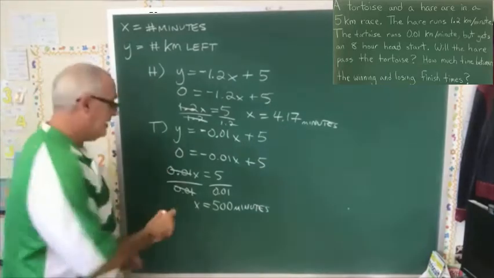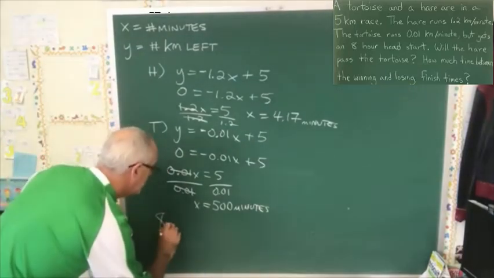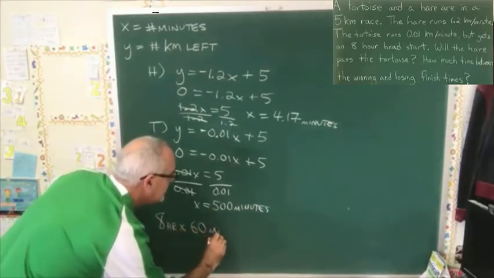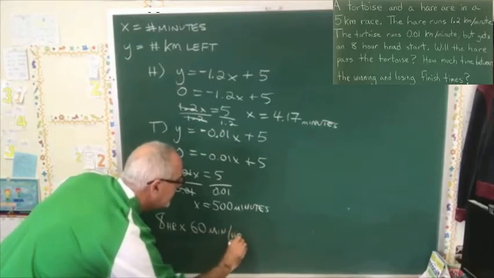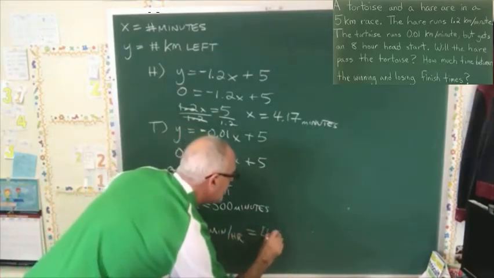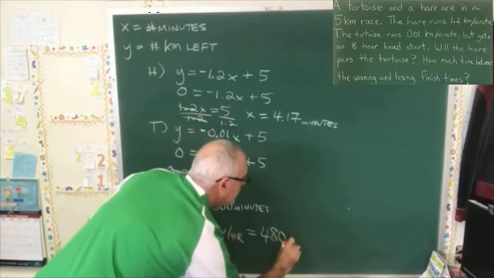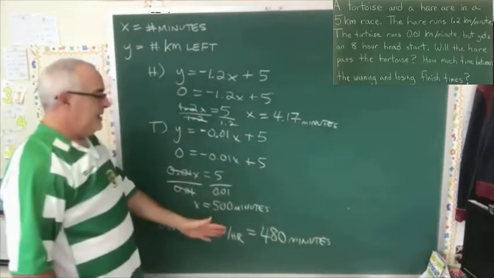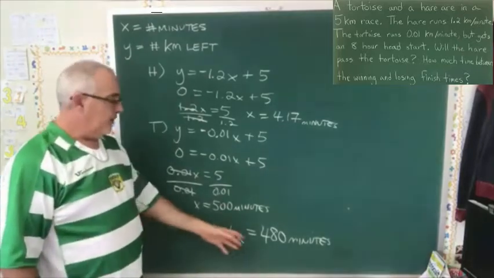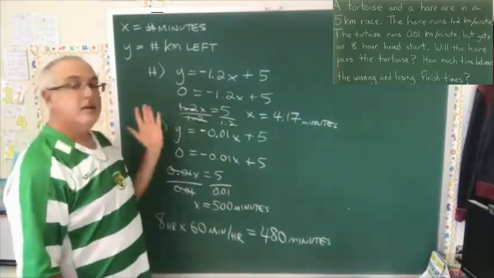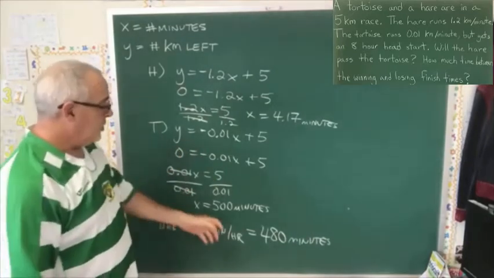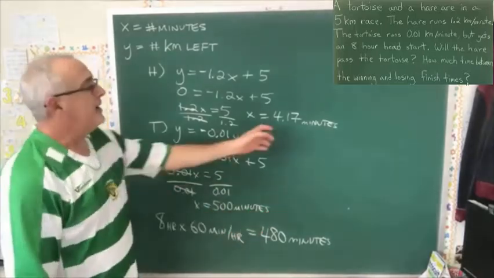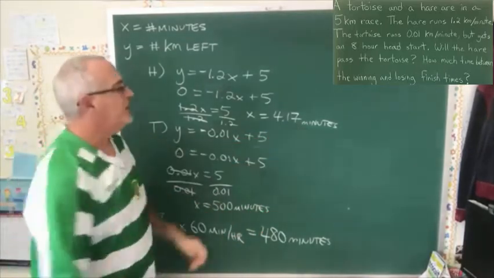We have to calculate that. 8 hours times 60 minutes in an hour is equal to 480 minutes. So that means that the tortoise runs for 480 minutes before the hare starts. And then 20 minutes later, the tortoise crosses the finish line. But the hare crossed it after only 4.17 minutes.